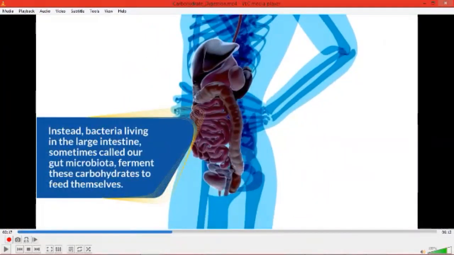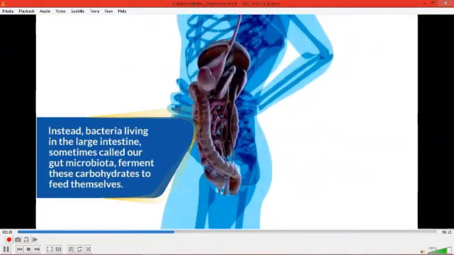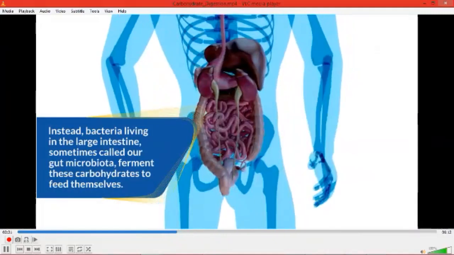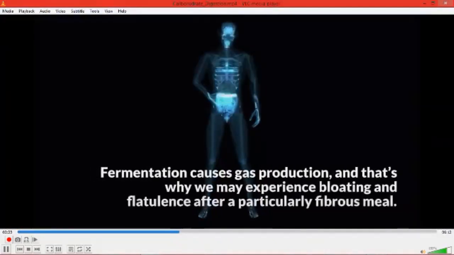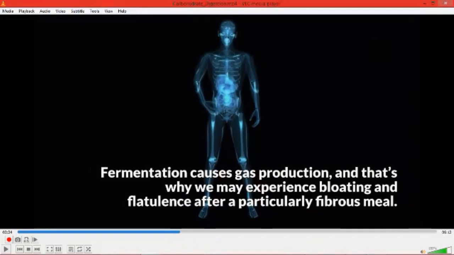You see? Bacteria living in the large intestine, sometimes called our gut microbiota, ferment this carbohydrate to feed themselves. Okay, the fermentation causes gas production, and this is why we may experience bloating and flatulence. Flatulence is when you fart, okay, after a particular fibrous meal.